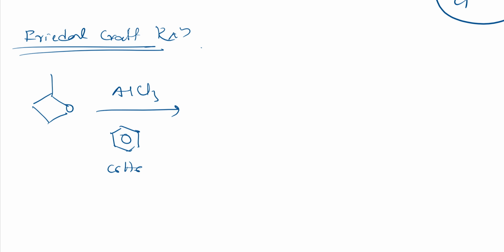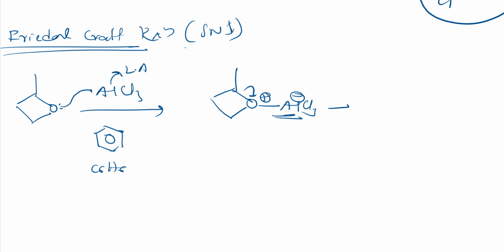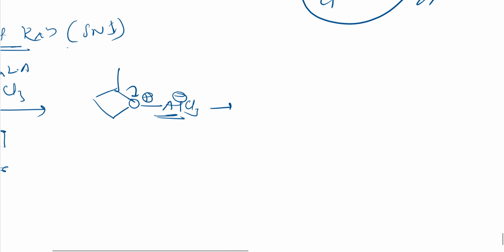So what happens here? A lone pair will be there, right? AlCl3 is a Lewis acid, so it will react with this lone pair and form AlCl3 minus, and oxygen gets a positive charge and it is unsymmetrical. Because of this AlCl3, the Friedel-Crafts reaction goes through formation of a carbocation. So it is an SN1 reaction, and only this bond is broken. So I'll get this: O AlCl3 minus, and this carbocation is formed.